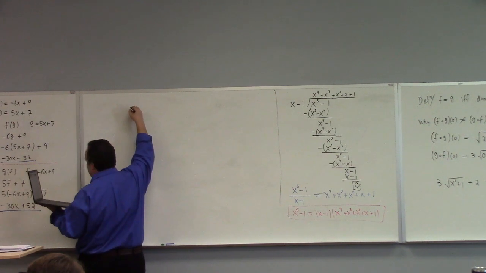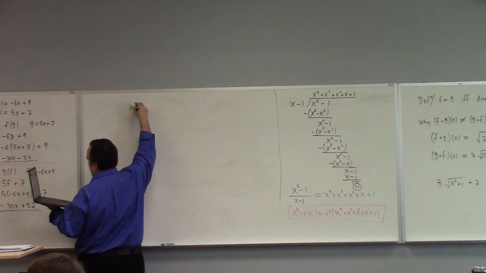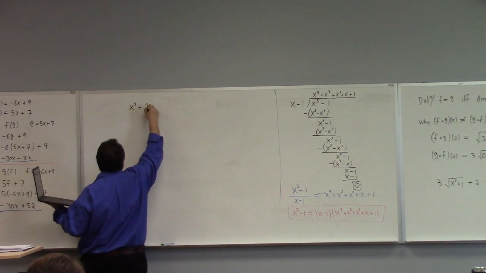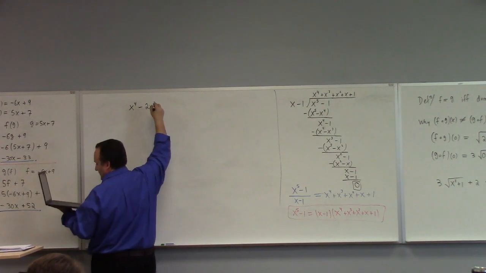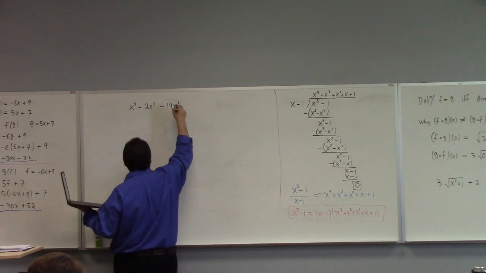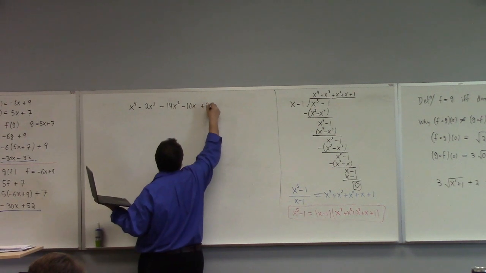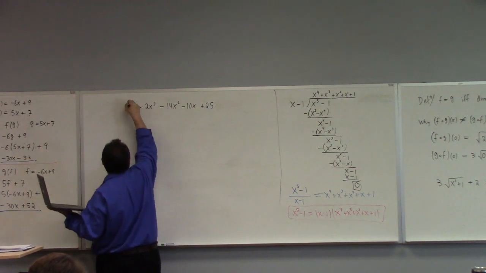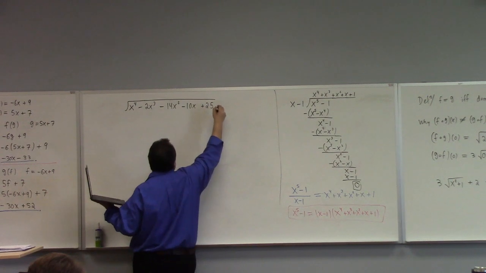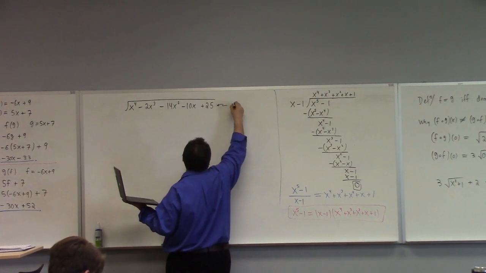So let's calculate. We've got x to the fourth minus 2x cubed minus 14x squared minus 10x plus 25, all right? And I'm going to call the thing under the radical, under this division sign, I'm going to call that f of x, okay?